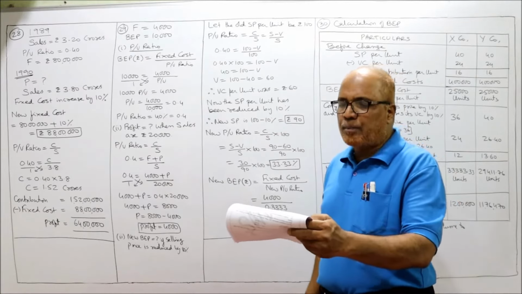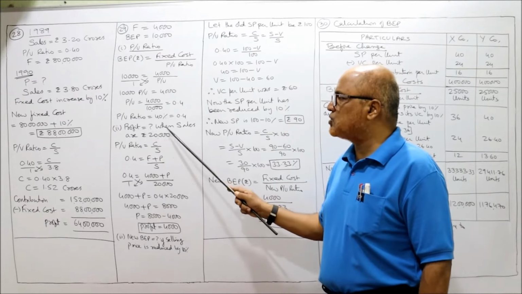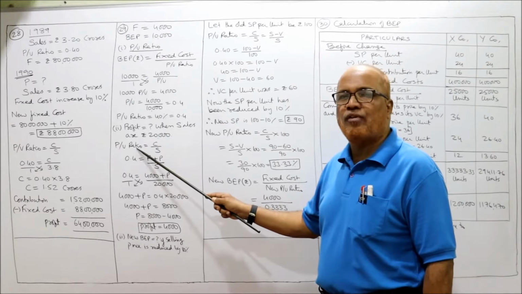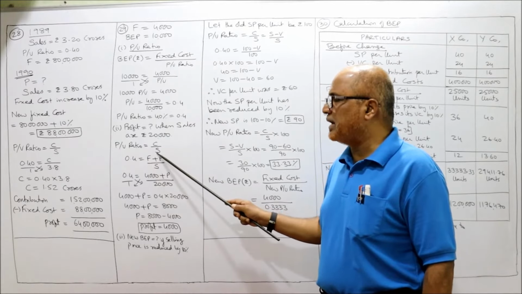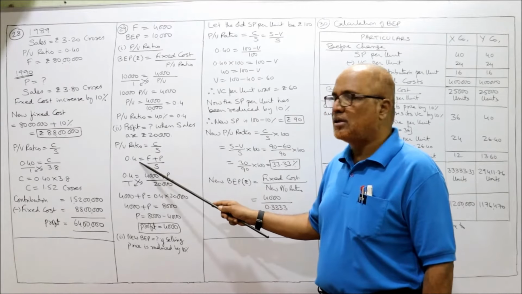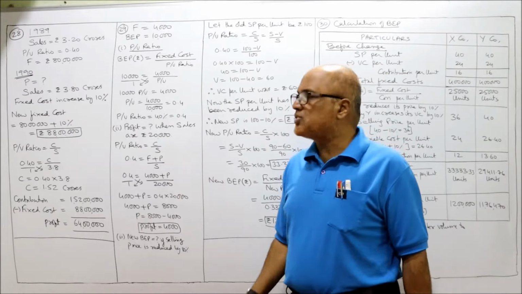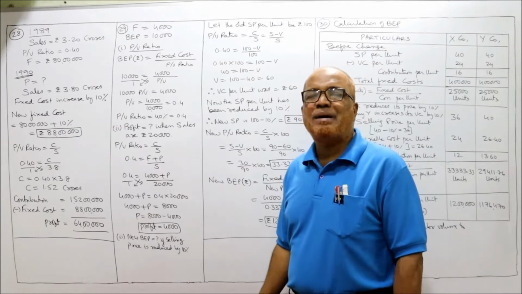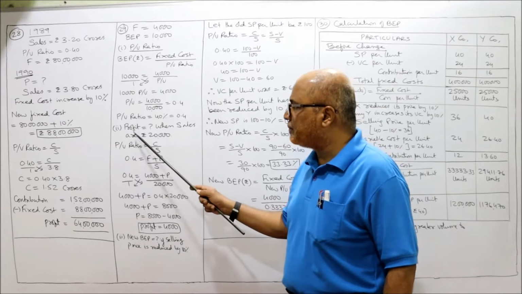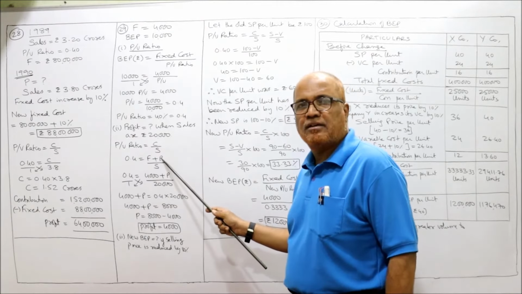Second, what is the profit when sales are 20,000? We use the PV ratio formula. PV ratio is equal to C by S. PV ratio 0.4 we have already calculated. In place of C I am writing F plus P. There are two formulas for C. We can take S minus V or we can take F plus P. We require profit, that's why I am writing F plus P.